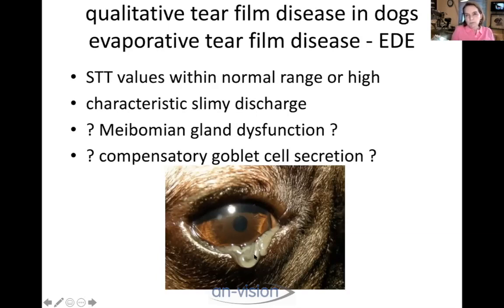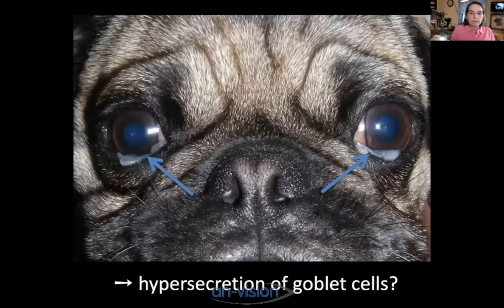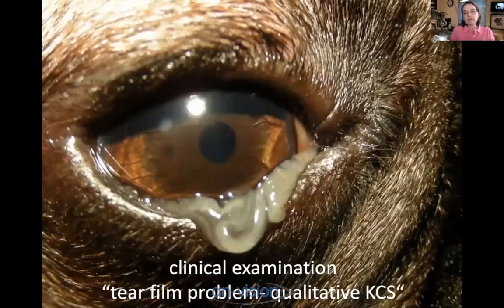If you remember the dog that I just showed you with the upper lid meibomian gland adenoma, it probably also had the slimy discharge. And we suspect meibomian gland dysfunction, and maybe that's a compensatory goblet cell reaction. We don't know. That's what I could imagine, that the goblet cells overreact. So this is the clinical presentation of a dog with suspected qualitative tear film disease.